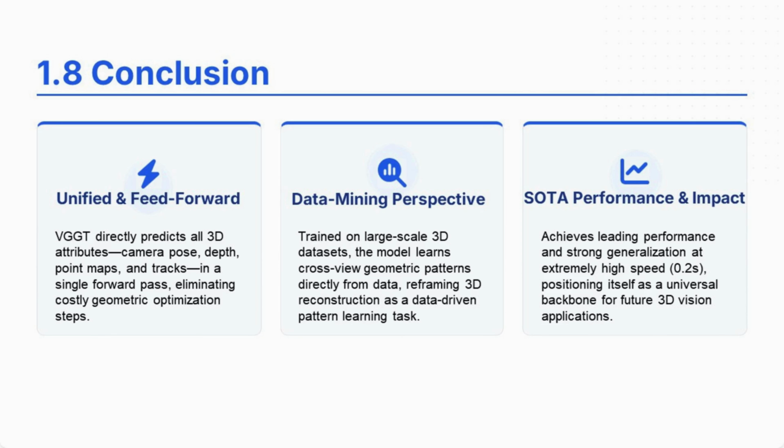To conclude, VGGT represents a major shift in 3D vision. 3D reconstruction can now be learned directly from large-scale data rather than solved through iterative geometric optimization. It reframes 3D perception as a data mining problem, learning geometric patterns, structures, and representations directly from data. This positions VGGT as a foundational model for future real-time, scalable 3D understanding.